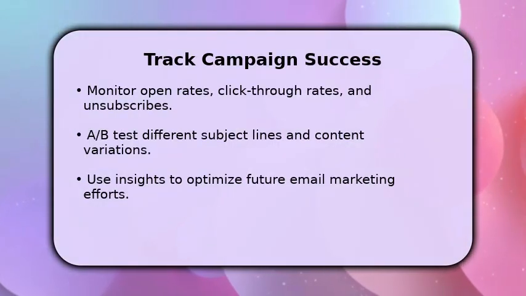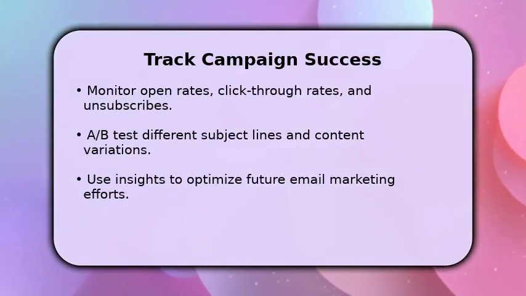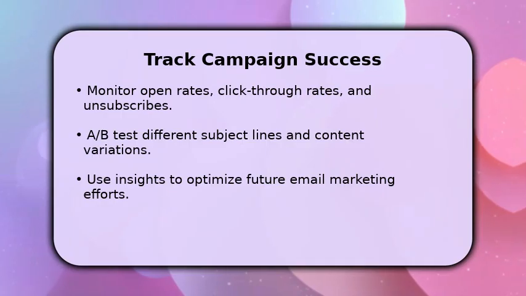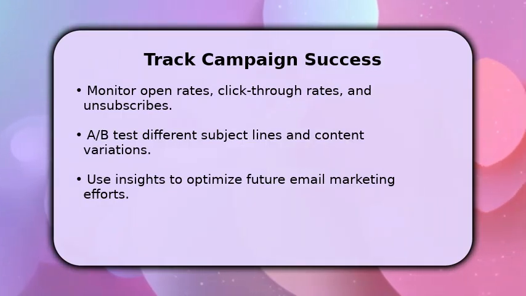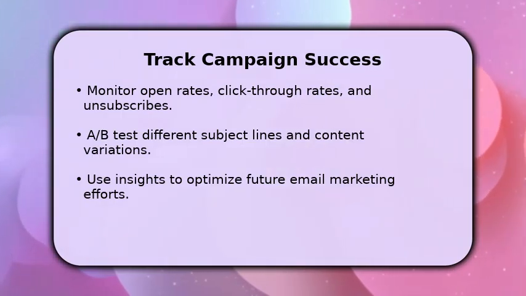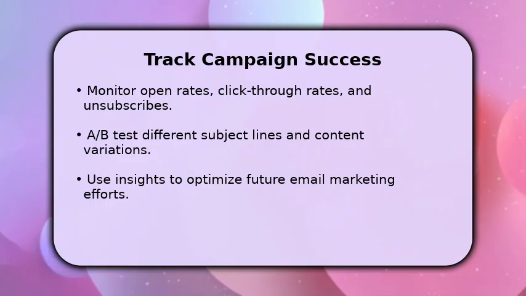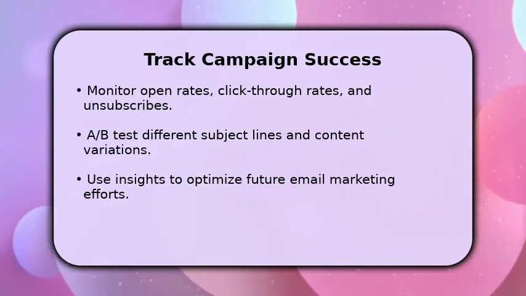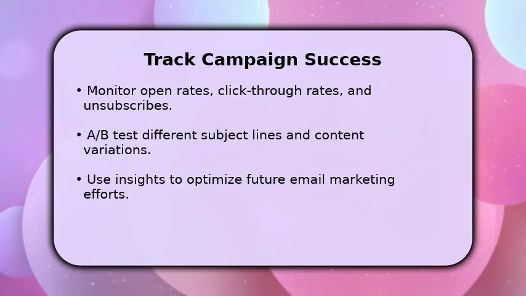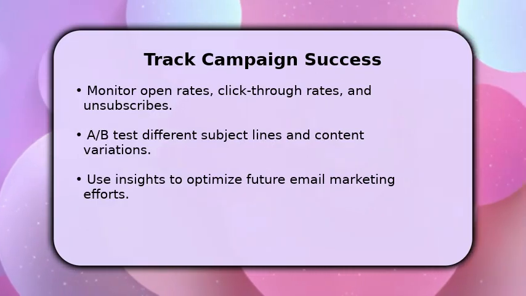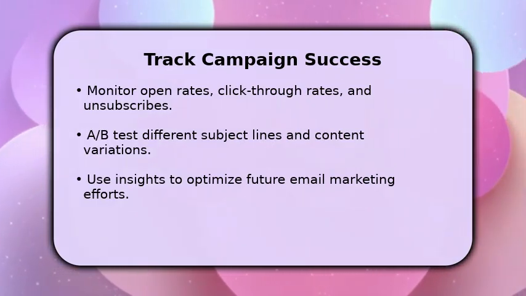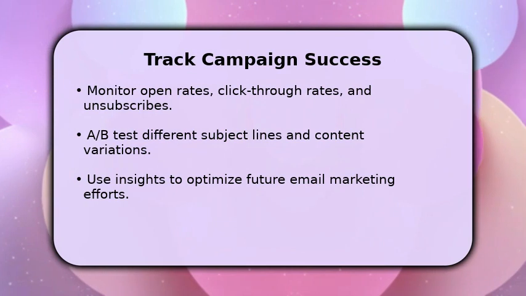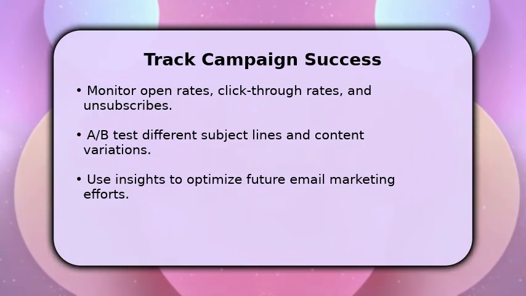Understanding your campaign's performance is key to improvement. Mailchimp provides detailed analytics, allowing you to track crucial metrics such as open rates, click-through rates, and unsubscribes. You can also A/B test different elements, like subject lines, to see what resonates best with your audience. These insights empower you to refine your strategy for even greater success.